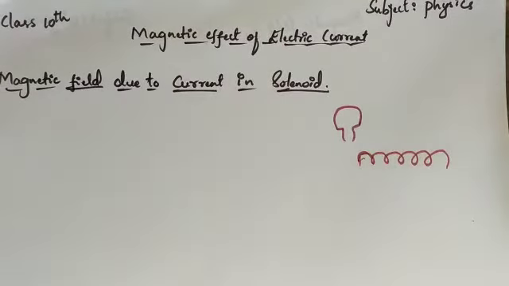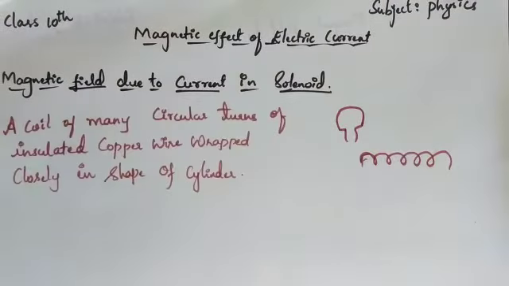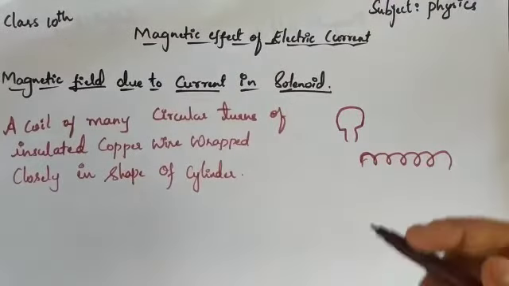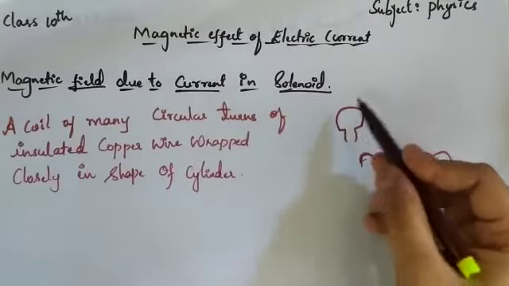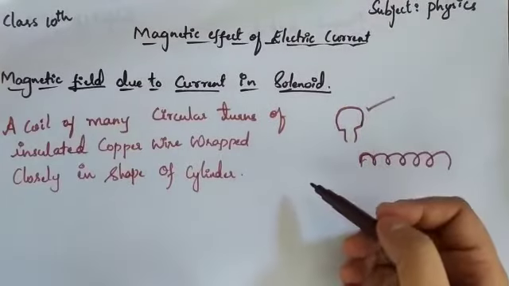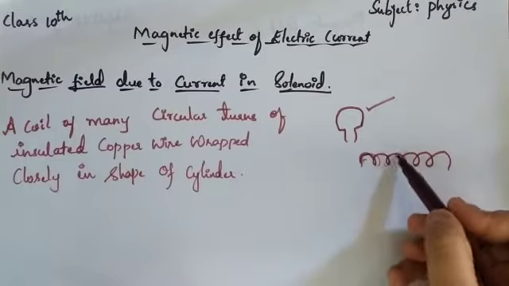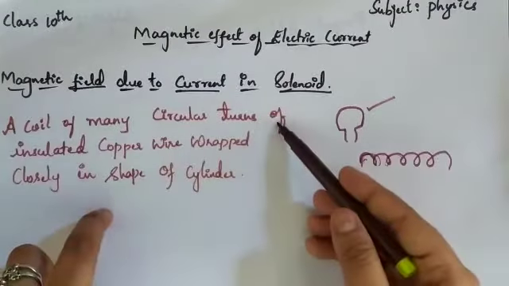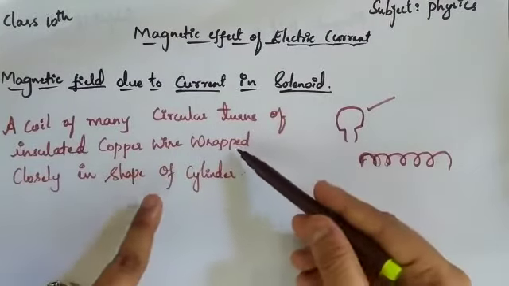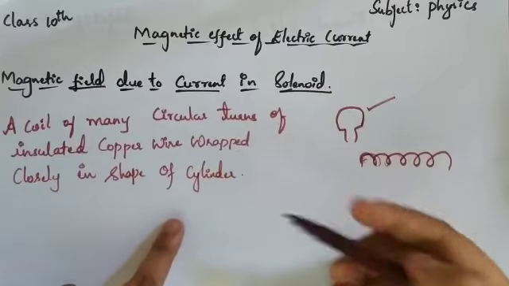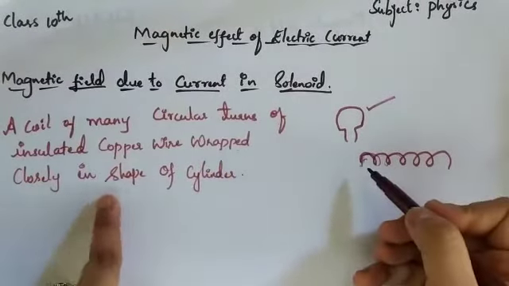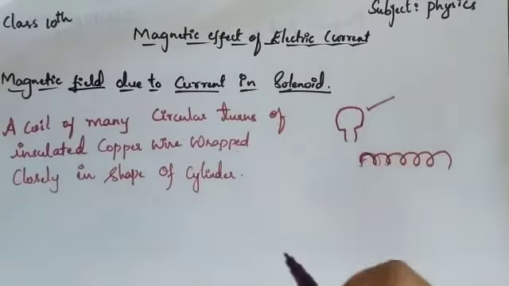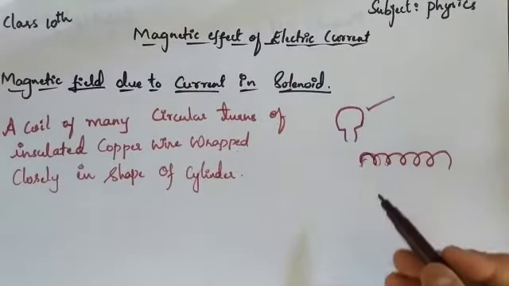So what is the proper definition of a solenoid? A coil of many circular turns. If we take one coil and bend it like this, then it is a circular loop. If you have bent it in a number of turns, it is circular turns of insulated copper wire wrapped closely in the shape of a cylinder. Then that is called the solenoid. So now we know what the solenoid is.